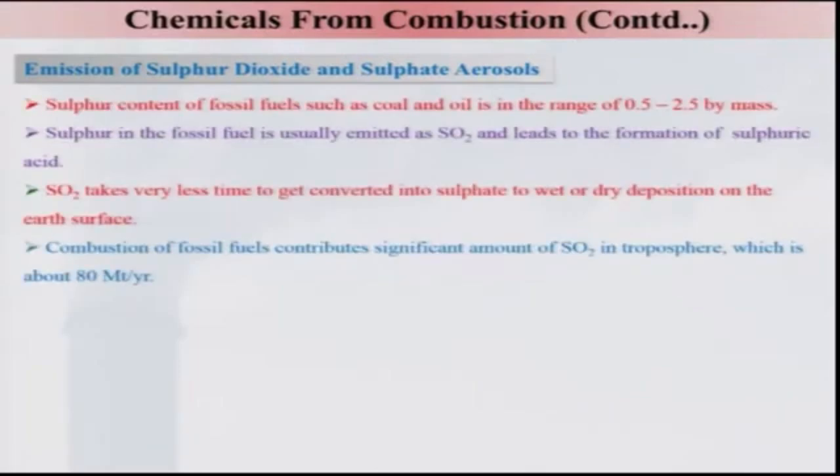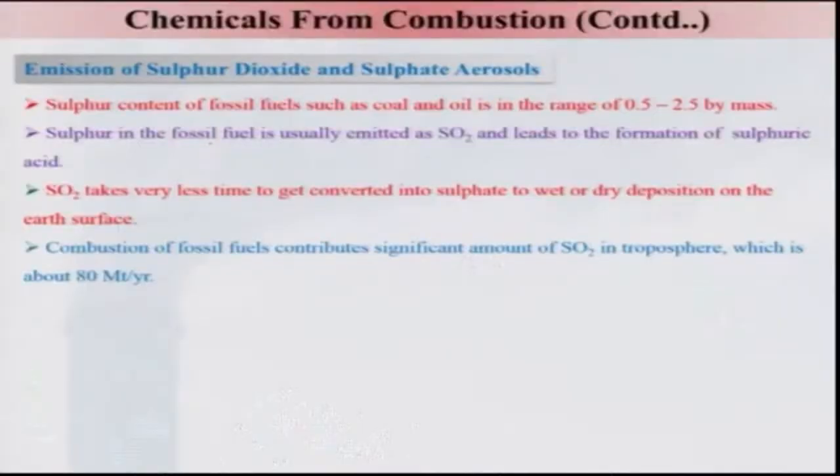Emission of sulfur dioxide and sulfate aerosols is of great concern for the people. The sulfur content of fuels such as coal and oil is in the range of 0.5 to 2.5 percent by mass. Fortunately, Indian coal does not contain much sulfur. However, the Chinese coal contains a large amount of sulfur, and they are using it for the power plants. Therefore, they are emitting a large amount of SOx to the atmosphere. Some researchers say that India will be affected adversely because of transport of SOx from China to India due to the global current prevailing due to the climate.